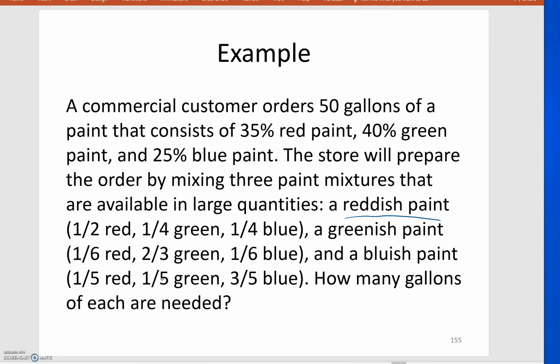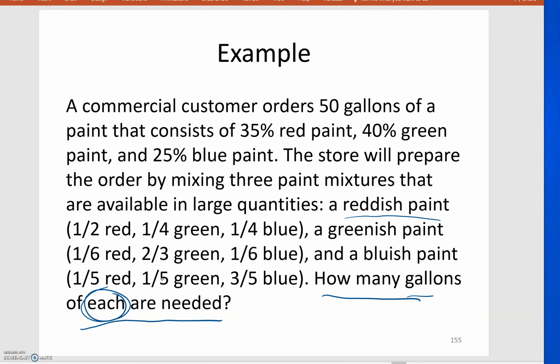Okay, so there's plenty of potential for confusion here. As always, the first thing that I'm going to do is identify the question. So the question is how many gallons of each? And the thing that people mess up on these types of problems is they get confused about what is each. How many gallons of each what? So it's of the reddish, the greenish, and the bluish, because we're mixing these paints to get the customer's order.